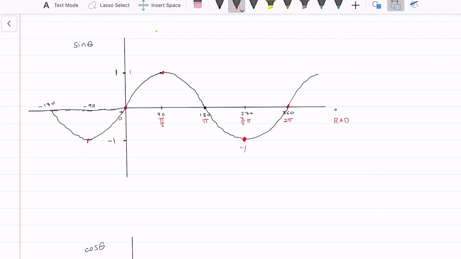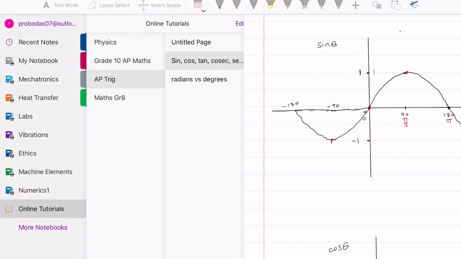Okay, another thing is that some people pronounce sine as sin because it's spelled like sin. But it's important to remember that sine is just an abbreviation of S-I-N-E. So it's pronounced sine, the same way that cos theta is just an abbreviation of cosine theta. It's not too important, but it's also good to pronounce things correctly.